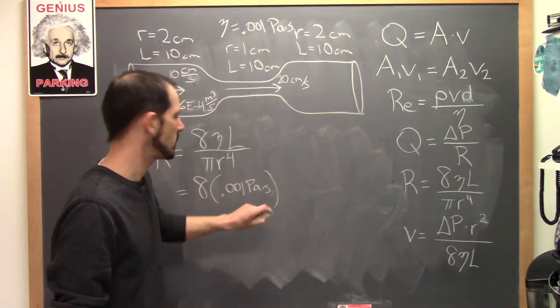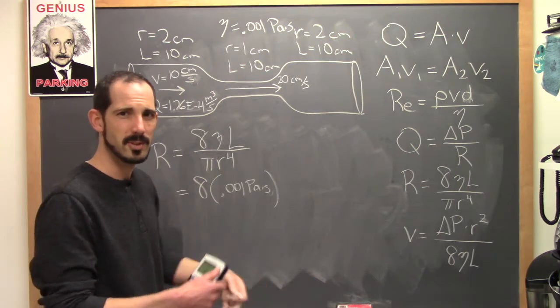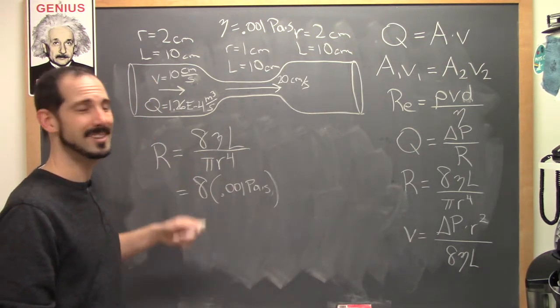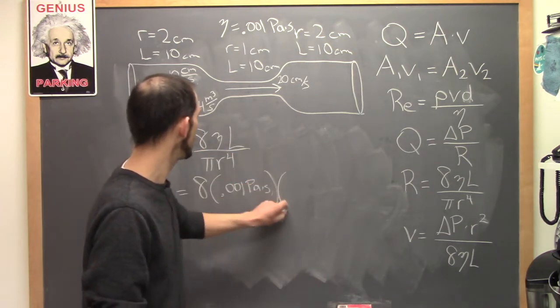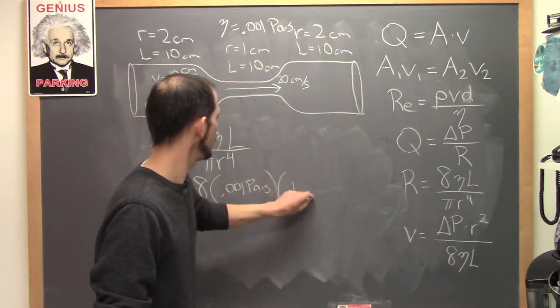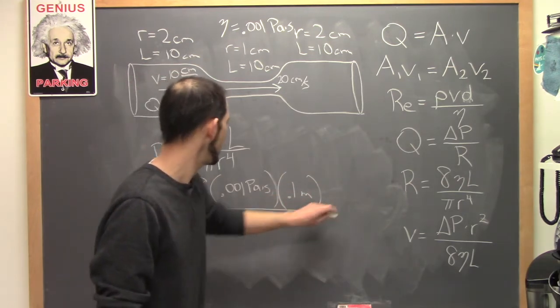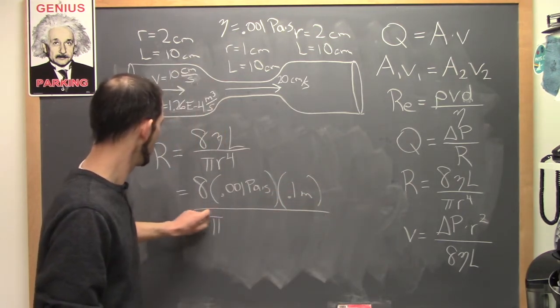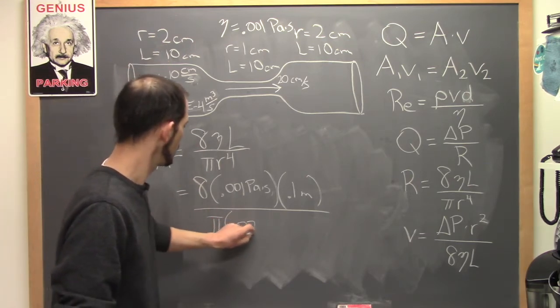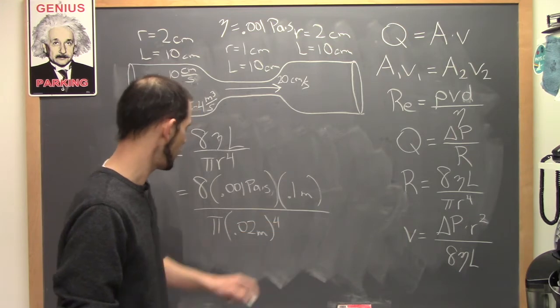So we take that value, 0.001 pascals times seconds. We'll keep all these units so we can see what kind of nonsense unit comes out in the end. It will not be ohms. That'd be kind of nice, wouldn't it? But, and then the length of the pipe, 10 centimeters, 0.1 meters. And then we divide by pi r to the 4th. So the radius here, 0.02 meters to the 4th.